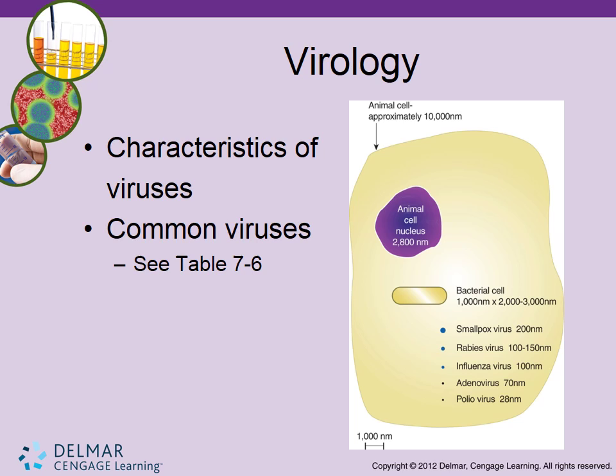As you can see, viruses are very small and they do require the use of an electron microscope to actually study their morphology, or their shape. But virologists believe there are more than 400,000 different types of viruses, with over 5,000 types being identified.